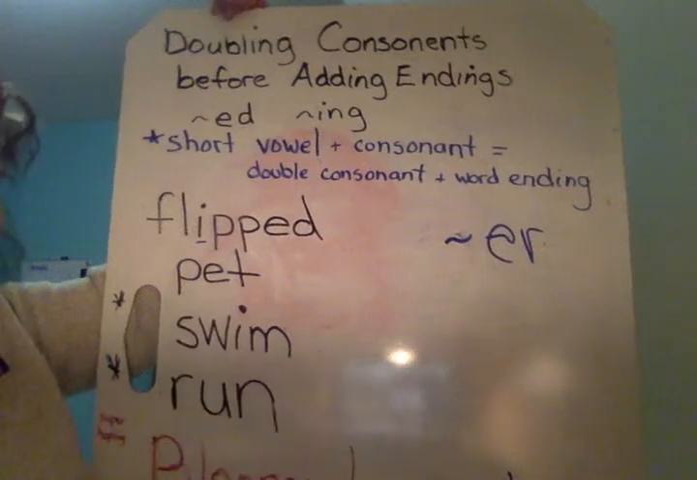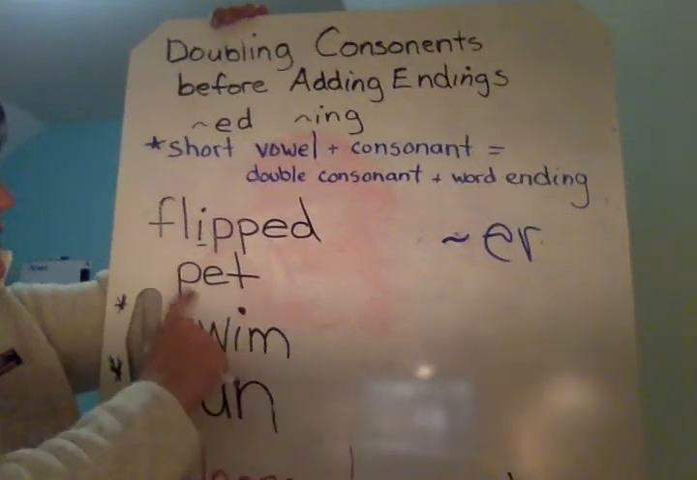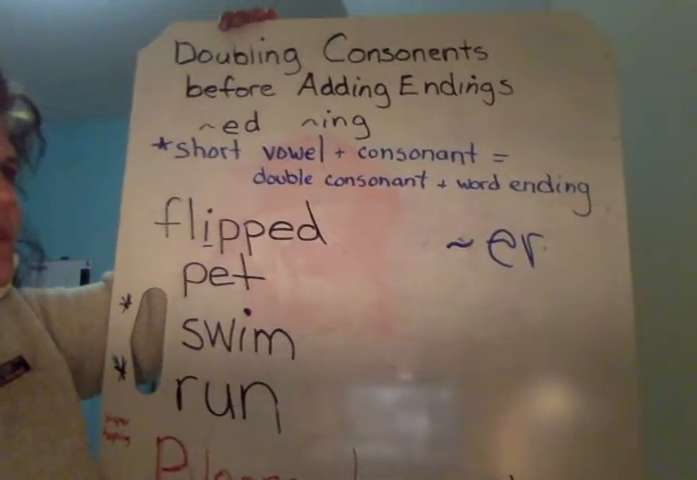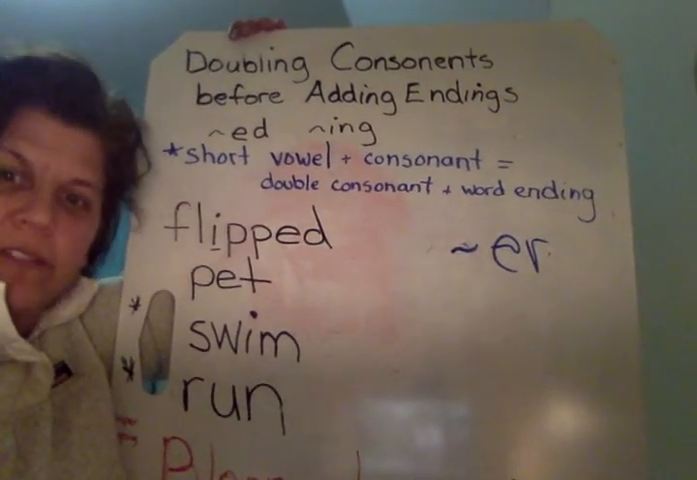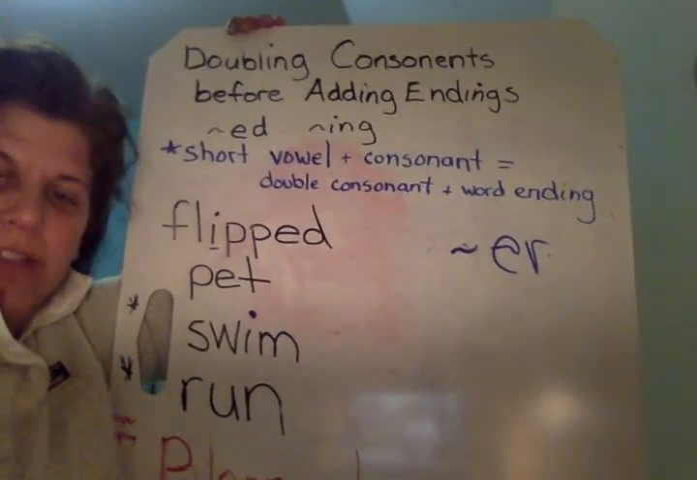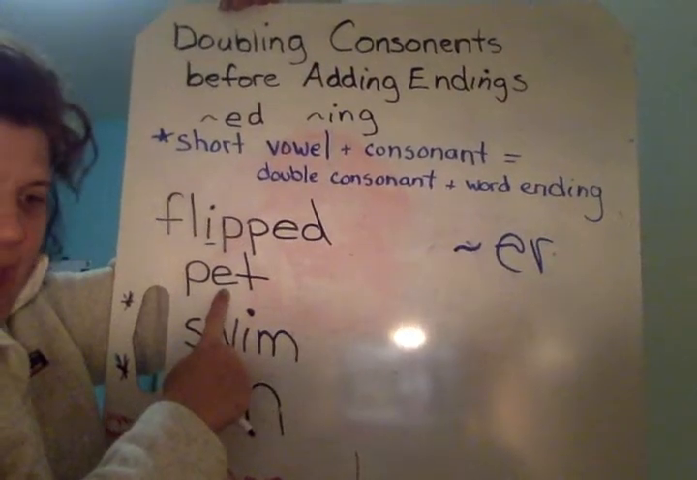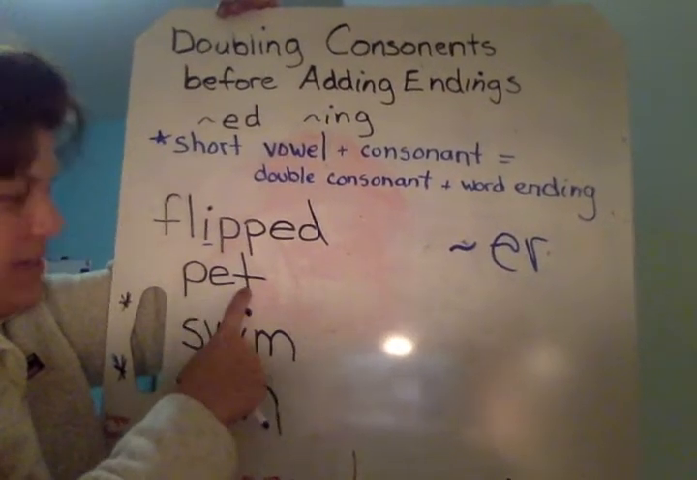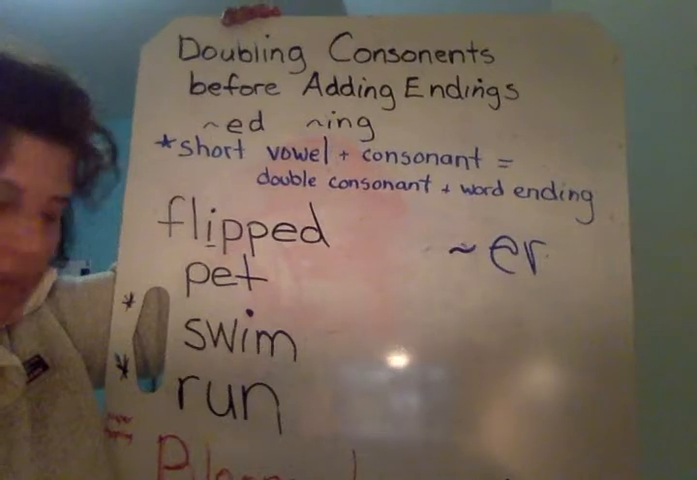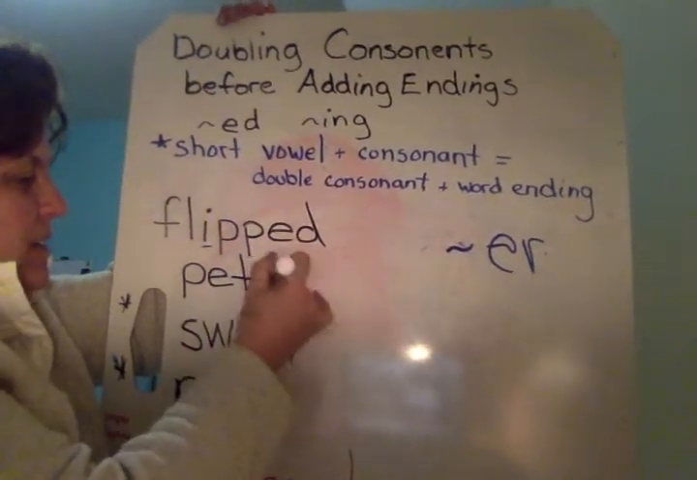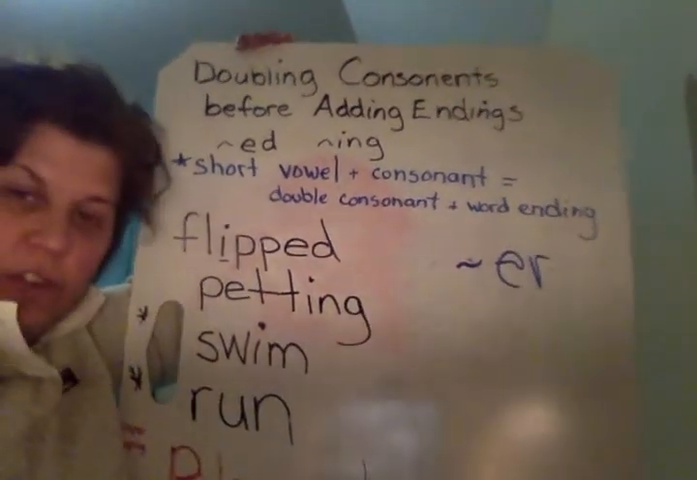Let's see about the word pet. Let's try an ing ending this time. Instead of saying pet, what if I used it in a sentence that said, I was petting my dog Winston? So how would I change pet to petting? Well, let's try the rule. Is the vowel a short sound? Sure is. P-et. And then there's a consonant after the short vowel. So I have to double the consonant, add the word ending. So I'm going to change pet to petting. All right, so that's what we just learned in the last video.